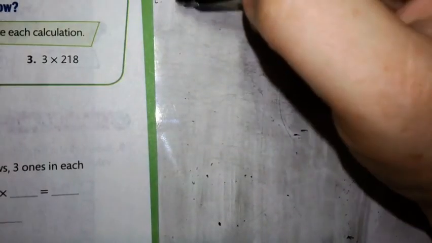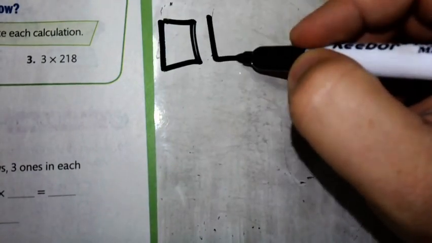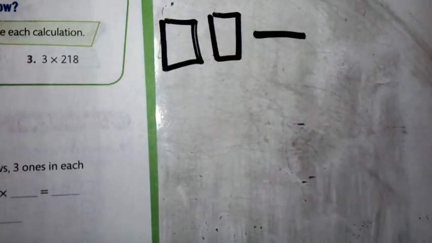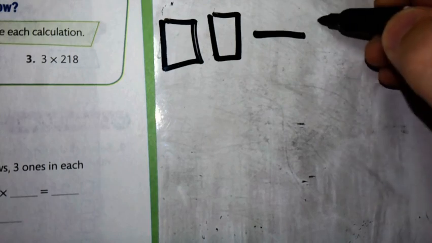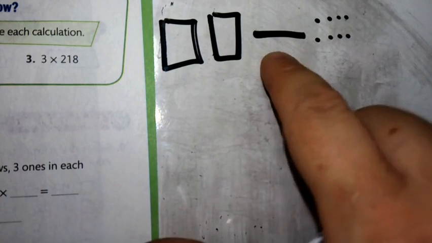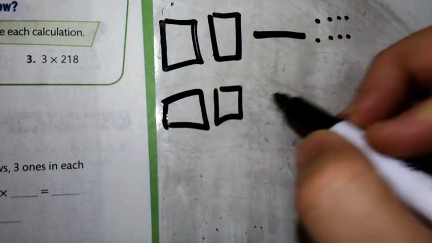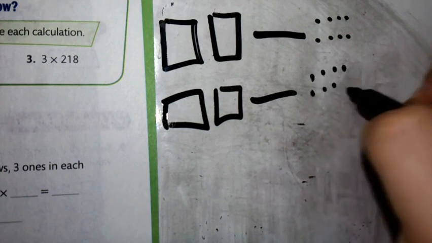So for number 3, we're going to have 3 rows with 218 in each row. All right. So when I draw this picture, I'm going to start off with my first row, making 100. There we go. 200. And then I have a 1 in my 10 spot, so it's a 10 straight. And then I need 1, 2, 3, 4, 5, 6, 7, 8. 218. And I need 3 rows of that, so I'm going to repeat those same steps 2 more times.